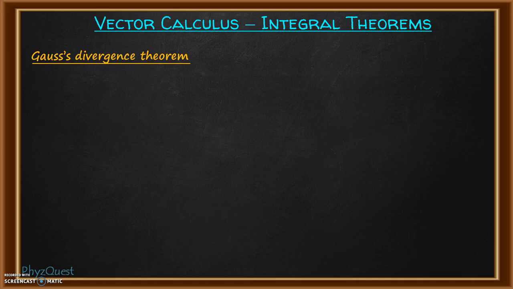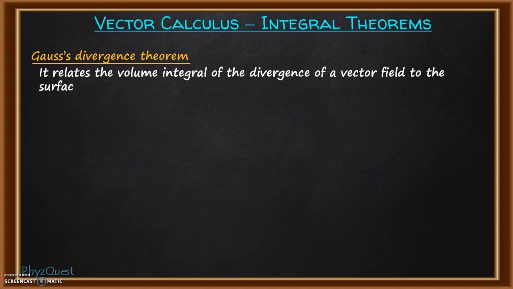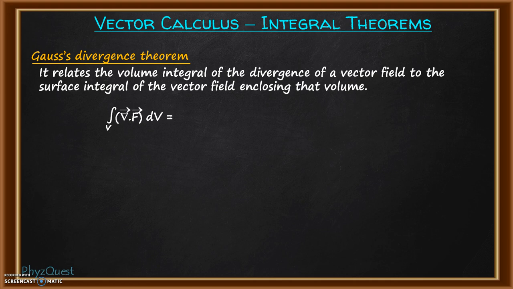As per the definition, the Gauss divergence theorem relates the volume integral of the divergence of a vector field to the surface integral of the vector field enclosing that volume. Mathematically, suppose we have a vector field F. The Gauss divergence theorem is: the integral over the volume V of the divergence of F equals the integral over a closed surface S of F dot dS. F is your vector field, as I already said.